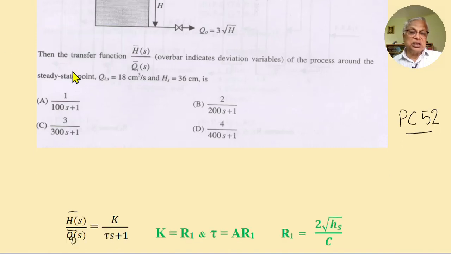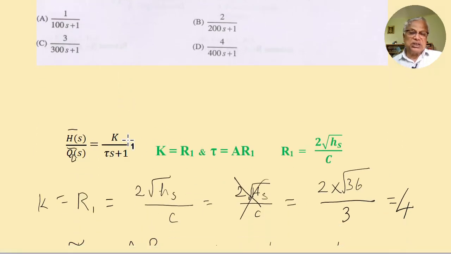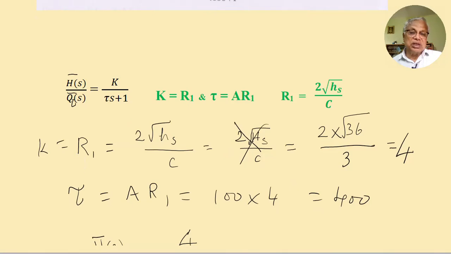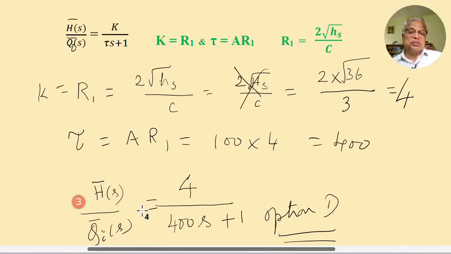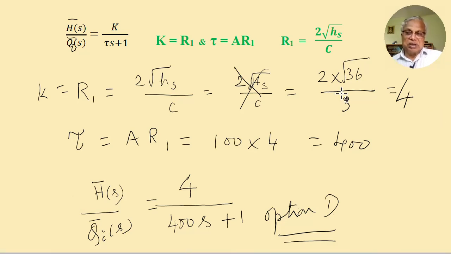How many steps did you do? Of course, the first thing is the formula you should know. Then step 1, evaluate R1, then step 2, evaluate tau. That's all, two simple steps, and the third step gives you the answer. Very simple question. The question appears big, but the solution is very simple.